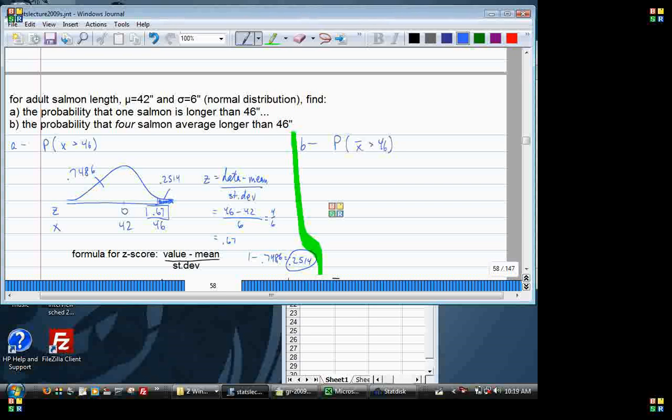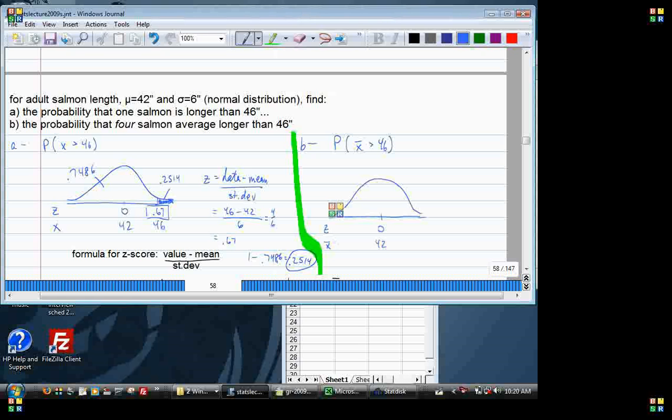So now what do we have to do in order to answer this question? Draw a picture. So here's the picture. Now, what do we label on the picture? Z, the 0 in the middle, and what else? 42. Now what kind of value is 42? It is not an X value. We are no longer talking about X values. We're talking about X bar values.